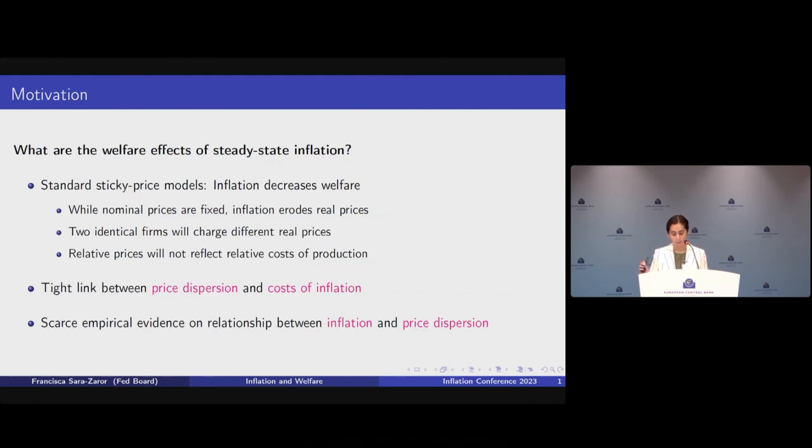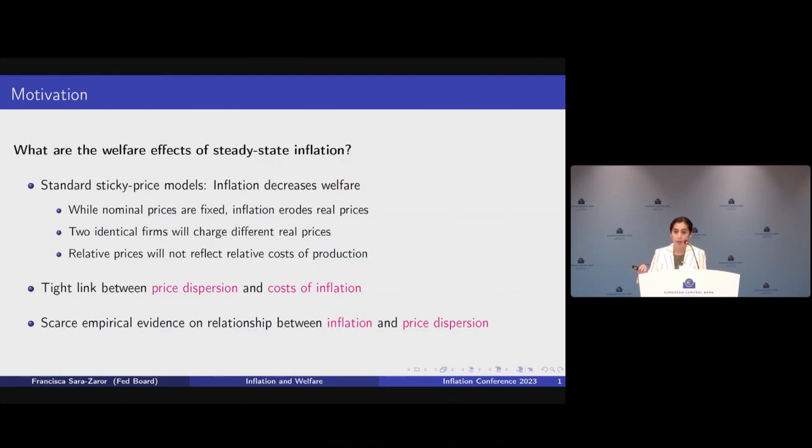inflation decreases welfare. You probably know why, but just to recap, if nominal prices are fixed for any reason, inflation is going to erode real prices. So if we have two identical firms, with the same costs of production, and they change their prices at different times, the real prices are going to be different. So the relative prices are not going to reflect the relative costs of production.